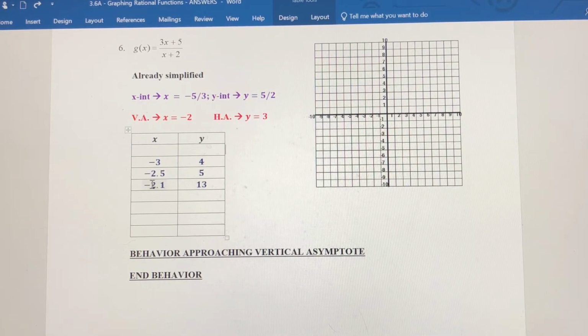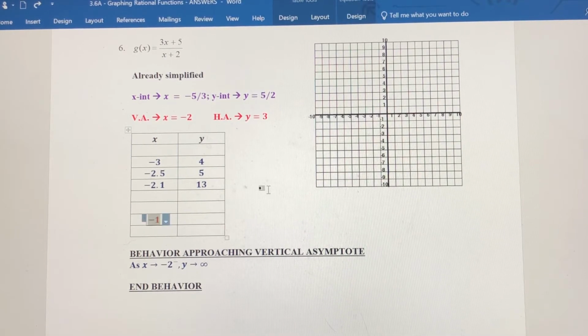You can plug in negative 2.01, and you would get a larger y value here, okay? So what we would say then is that as x approaches negative 2 from the left side, y is going to approach positive infinity, okay? Now, let's come at that vertical asymptote from the right and see what happens.